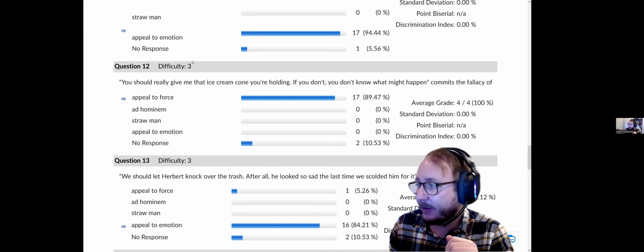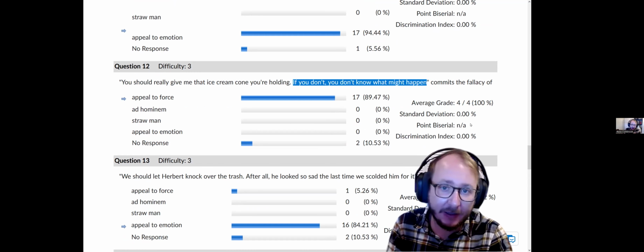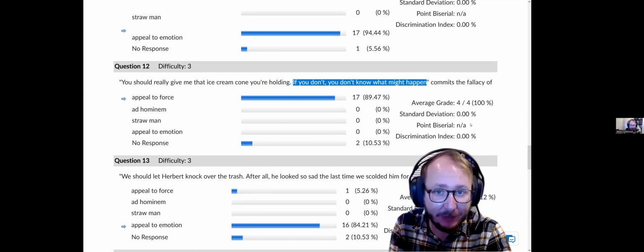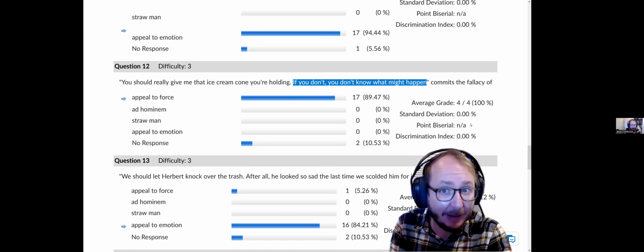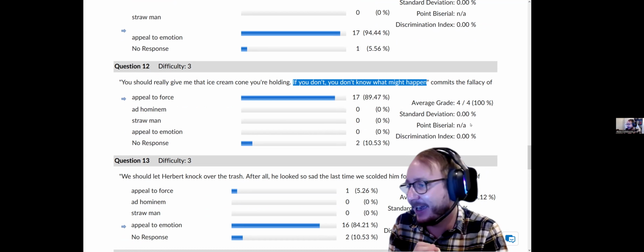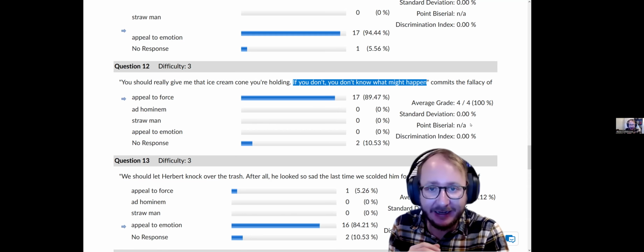Question 12 is another appeal to force. Sometimes appeals to force are implicit, right? They're not like, do this or I will do this bad thing to you. Sometimes they're just like a vague threat that if you don't do this thing, something bad might happen. This is a common mafia tactic, right? So that's what's going on here.